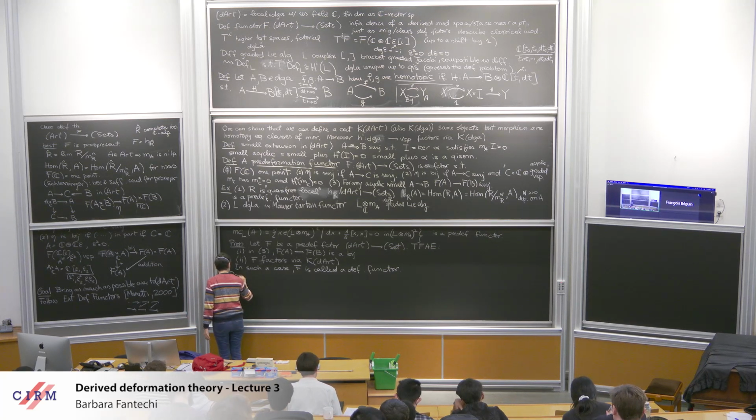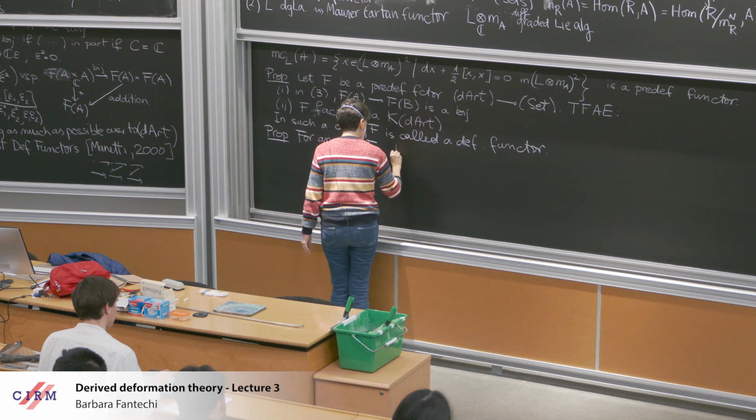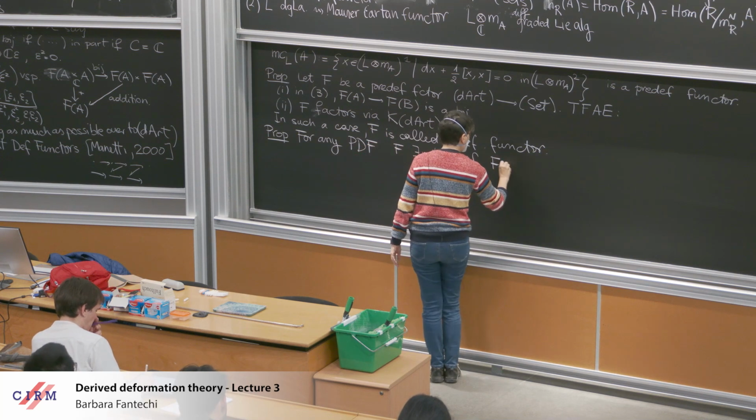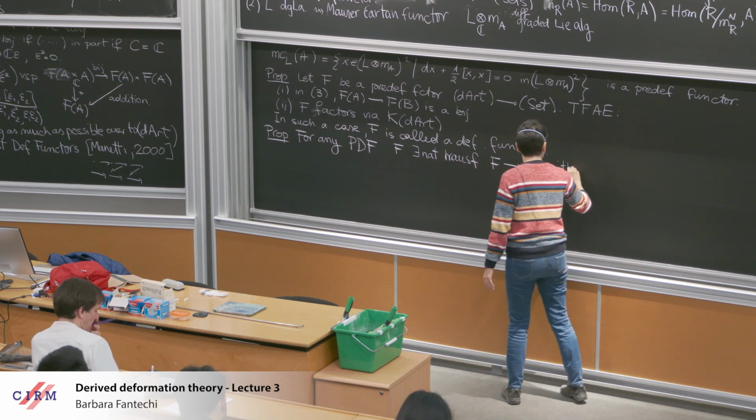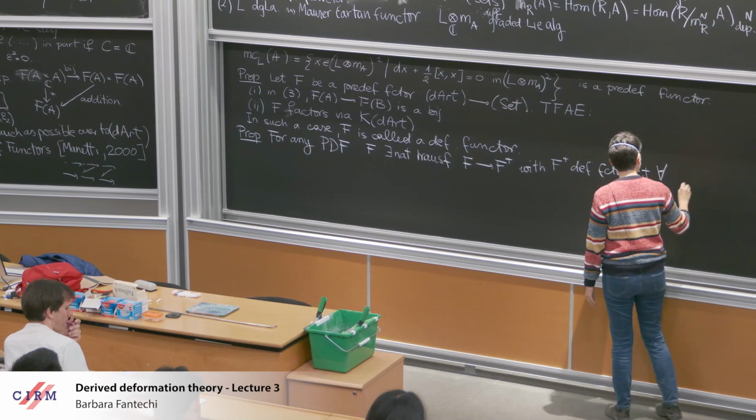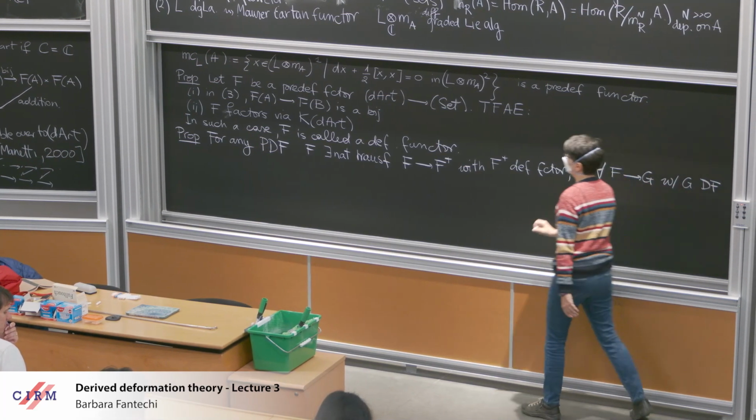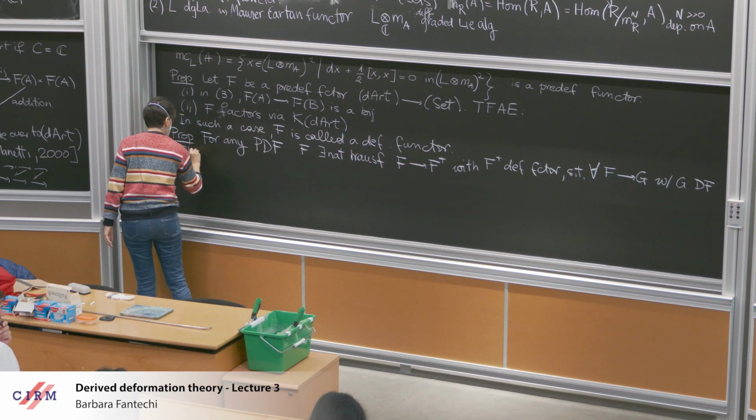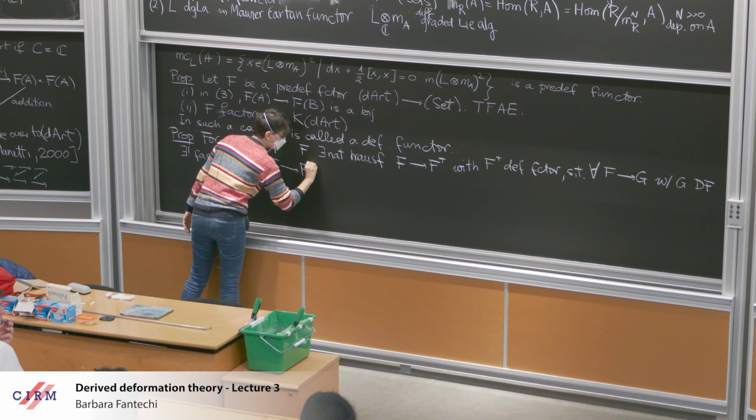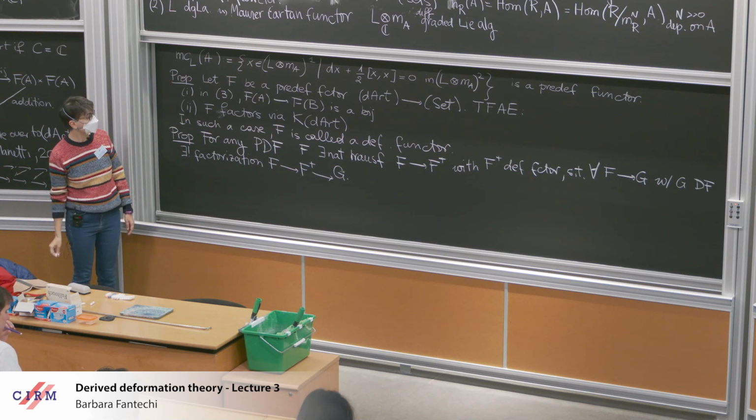And so, proposition: for any pre-deformation factor F, there exists a natural transformation F to F plus, with F plus a deformation factor, such that for any transformation F to G with G a deformation factor, there exists a unique factorization F to F plus to G. And of course, this implies that F plus is essentially unique up to canonical equivalence.